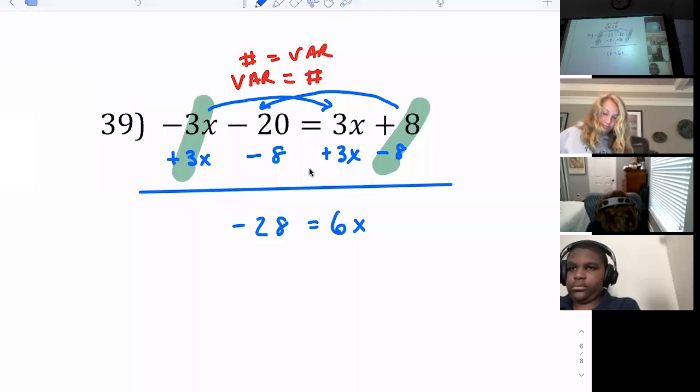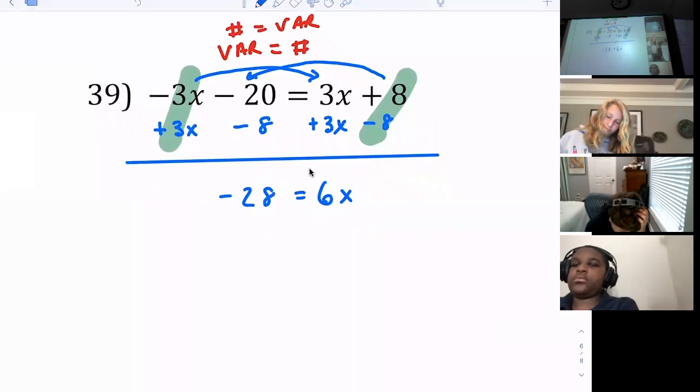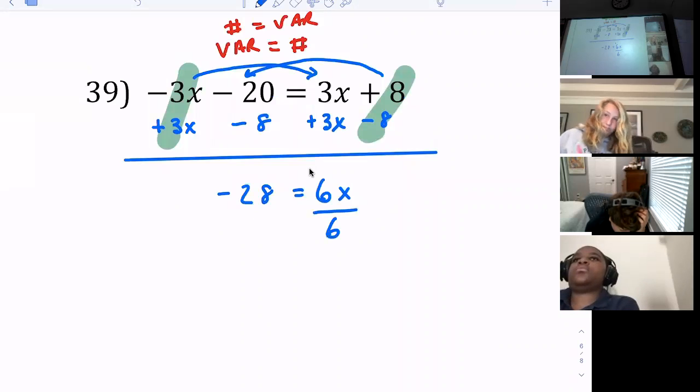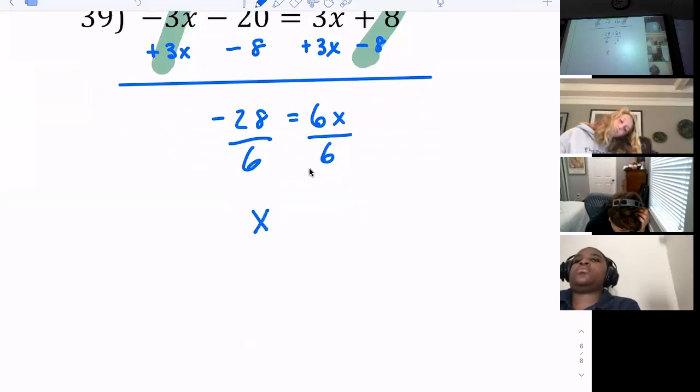I wanted to keep the variable positive, so I moved the negative 3x to the right side this time. You with me? If you did it the other way, you get the same answer. All right, you will get the same answer. All right? So now I'm going to divide both sides by 6. Will, come on. Don't be distracted. Dividing by 6. Now, does 28 and 6 have something in common? Yes. So we're going to say x equals negative 14 over 3. Negative 14 over 3.